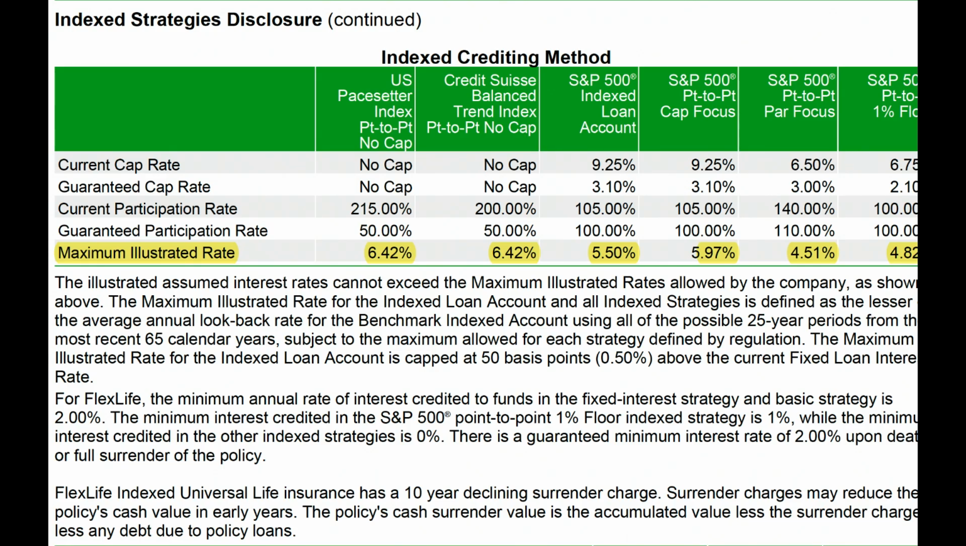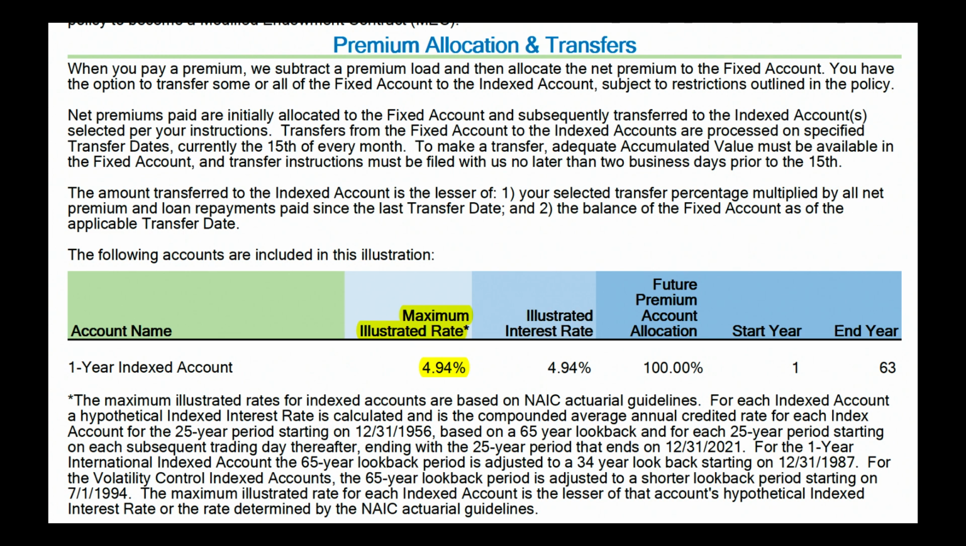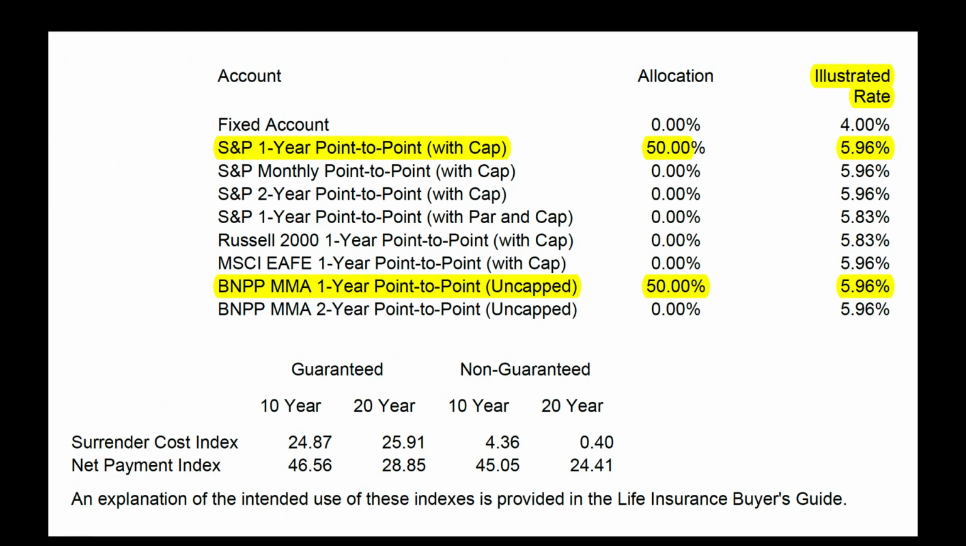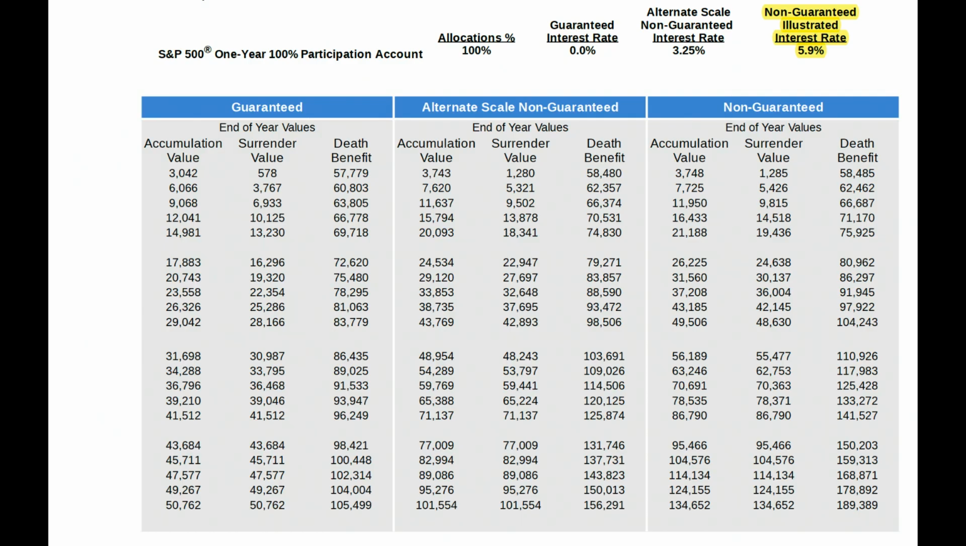What is the maximum illustrated rate? This is a number that the National Association of Insurance Commissioners comes up with and is the maximum interest rate at which the illustration can show your money growing. This rate varies significantly with each carrier and index. On your illustration, if you cannot find anything that specifically mentions what the maximum illustrated rate is, you will find it in the ledger under non-guaranteed values.